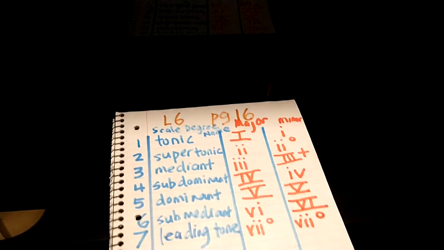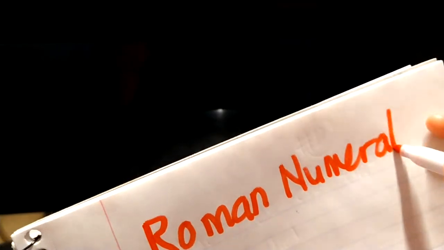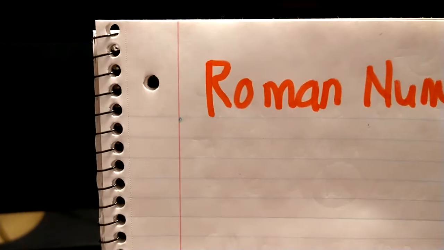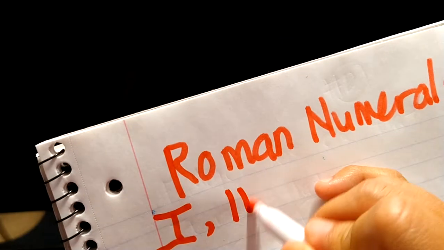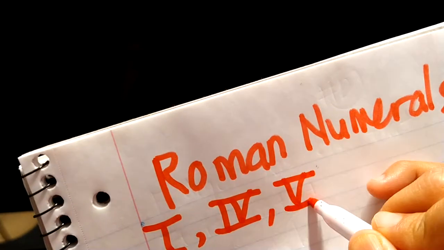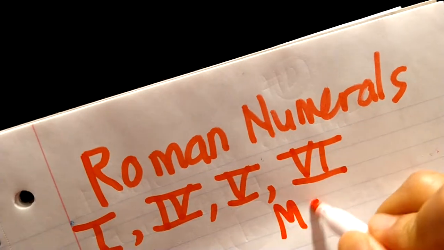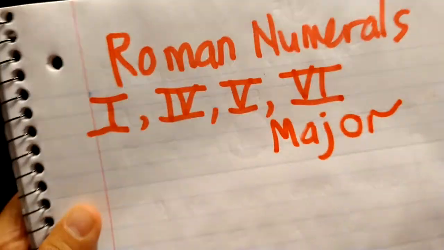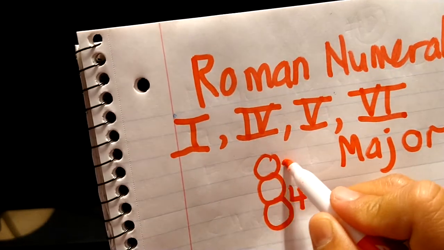Okay? Alright, then you should turn to a new page, okay? So on the top write Roman numerals. All those Roman numerals have a certain meaning, okay? If you see anything that is big, like 1, 4, 5, or even 6, that means major. Okay? That means when you count your half steps, you should have 4 half steps here and 3 half steps here.